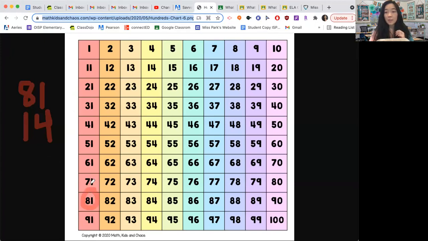Now we need to skip count by tens. We have 1 ten. So skip count 1, we get to 90. Now we need to count on by ones. We need to go to the right by counting 4. Ready? 1, 2, 3, 4. What number do we stop at? We stop at the number 95. So 81 plus 14 equals 95.